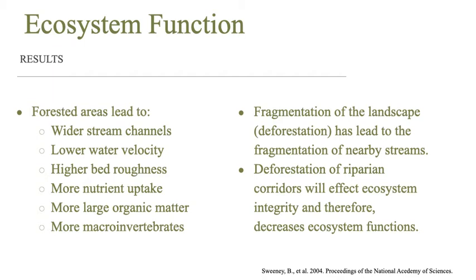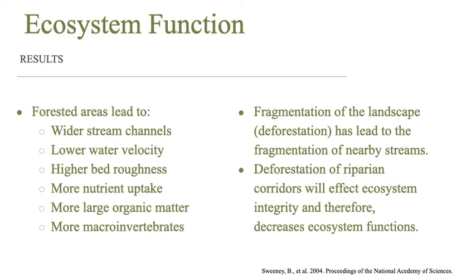There was also more large organic matter. So these are things like leaves that fall in, and branches, and those are really important for stream health as well. They provide different habitats for the invertebrates and the fish that live there. And in areas that are deforested, they don't have that as much. And then they also found that in the forested areas there were higher levels of macroinvertebrates.